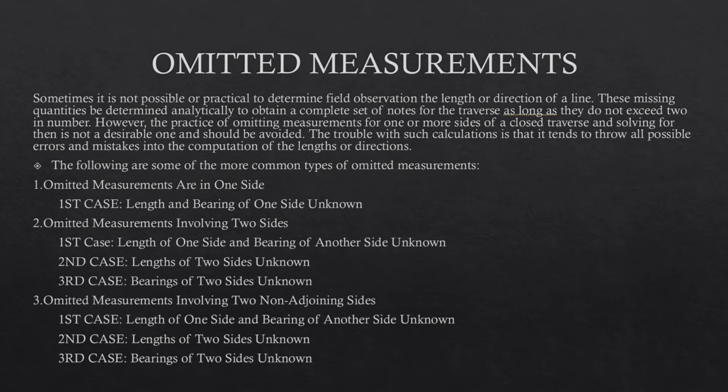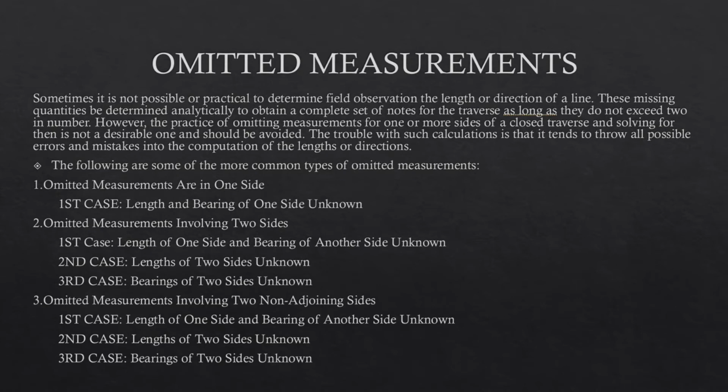Kaya yung course AB, wala. Wala yung length and bearing niya. Yun, ibig sabihin nun. Then, yung susunod na mga courses, meron na. Then, second, meron tayong omitted measurements involving two sides. So, una, meron tayong tatlong case doon sa type 2 na to. First case, length of one side and bearing of another side is unknown. Second, length of two sides unknown. Third, bearing of two sides is unknown.